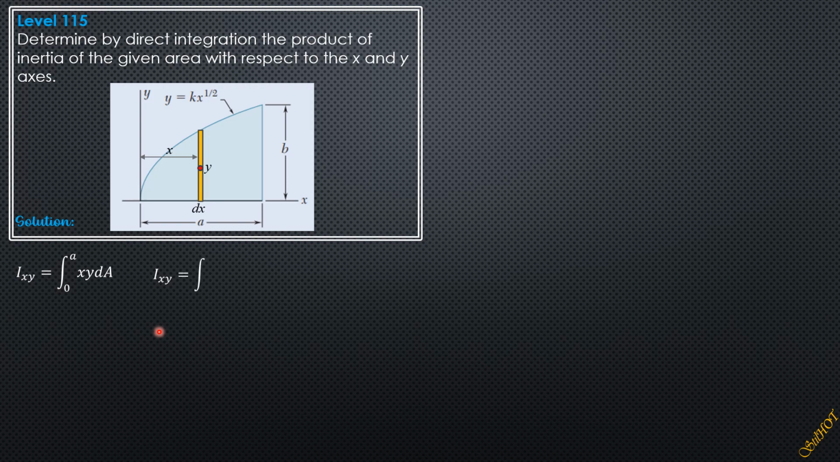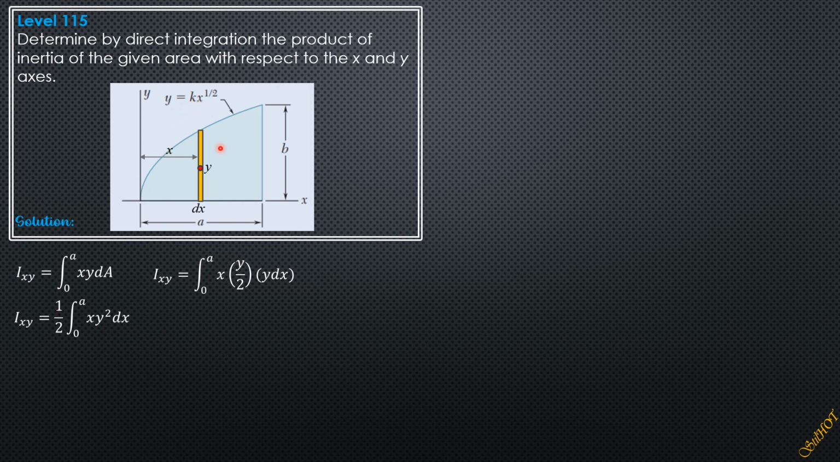So Ixy equals the integral from 0 to a of x times y over 2 times y dx. The differential area is y dx, and y is the y coordinate of the centroid, this distance, which is y over 2. So Ixy equals 1 half integral of x y squared from 0 to a dx. So the variable of integration is x, so we must express y in terms of x.